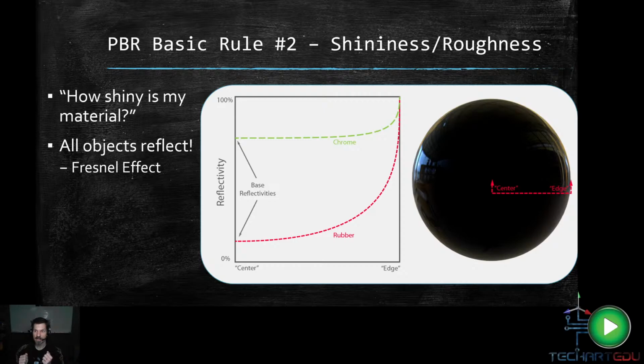So right in the center, you're not going to see much shininess. But as you go to the edges of the object, as they curve away from the camera, you're going to start to see some of the shininess. That's what this graph shows: all objects reflect some amount. It might be very small, like rubber, or very large, like chrome. Those are your base reflectivities. But as you go away from the center and more towards the edge, where the surface normal is turning away from the camera, it becomes more and more reflective. That's why you got to know how shiny or how rough your object is.